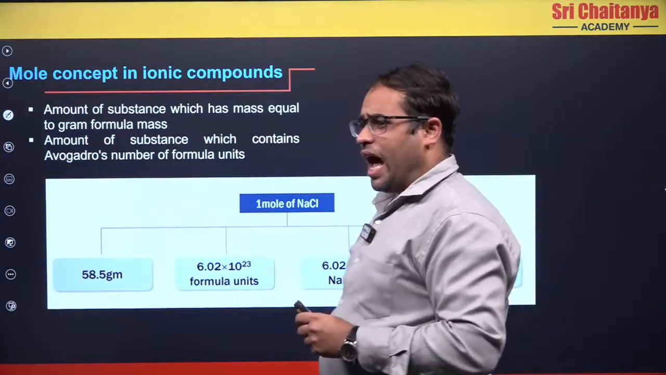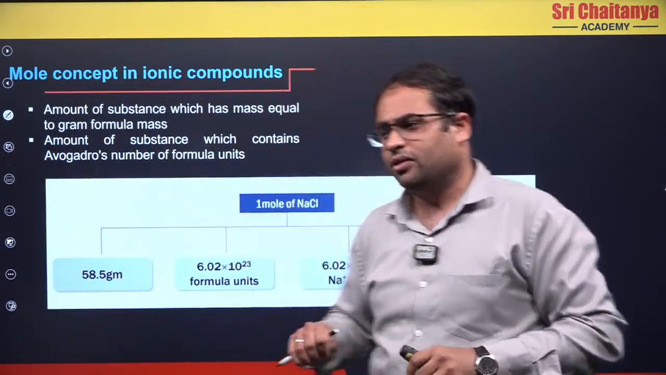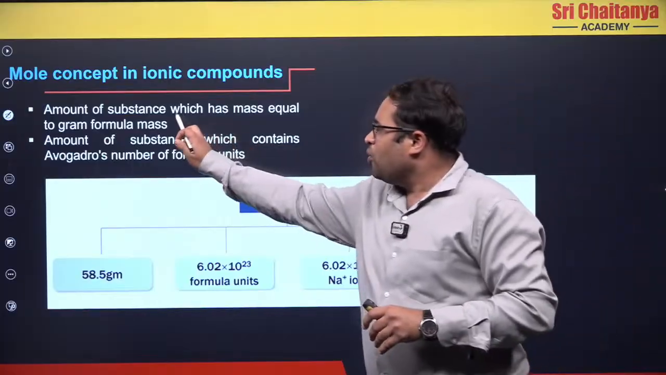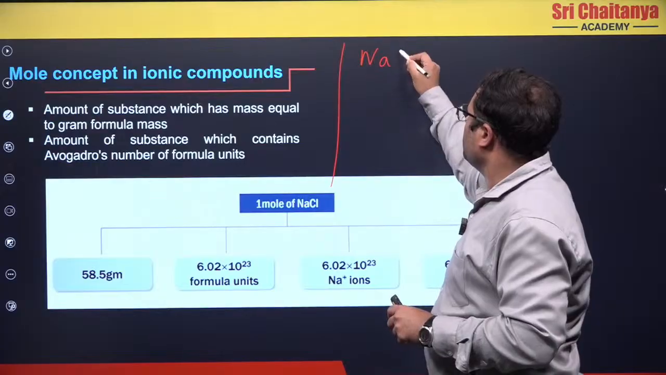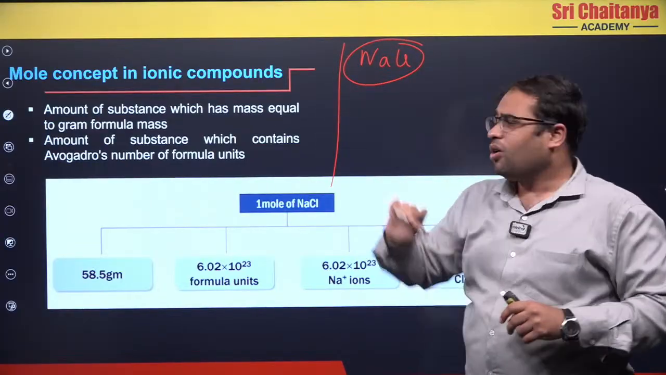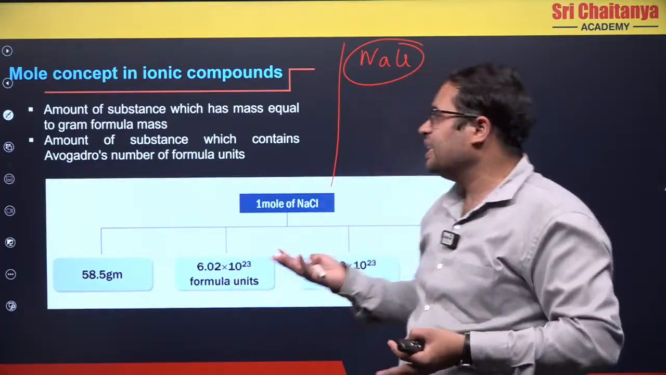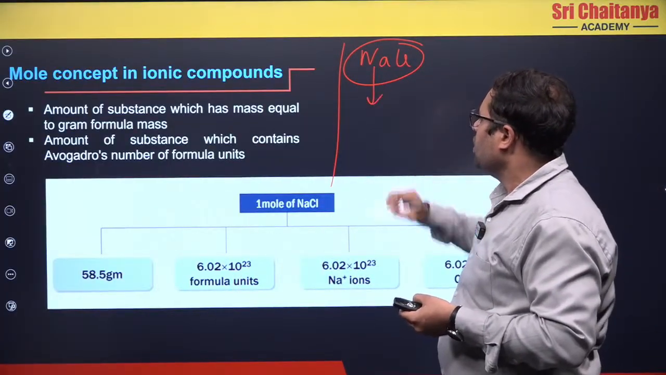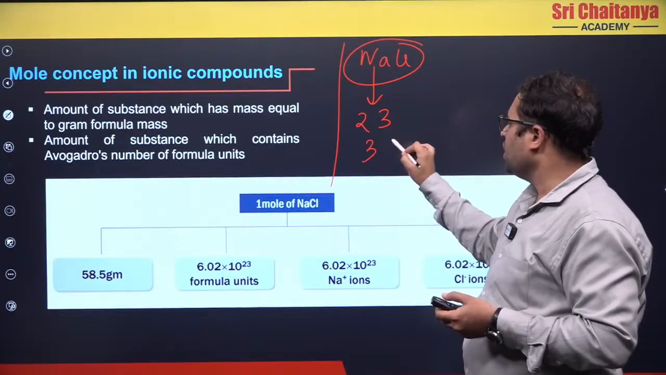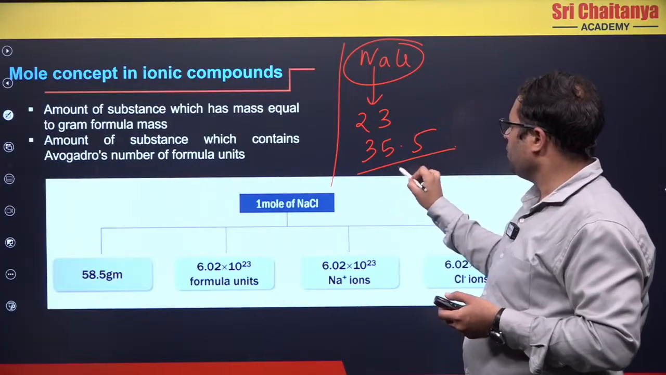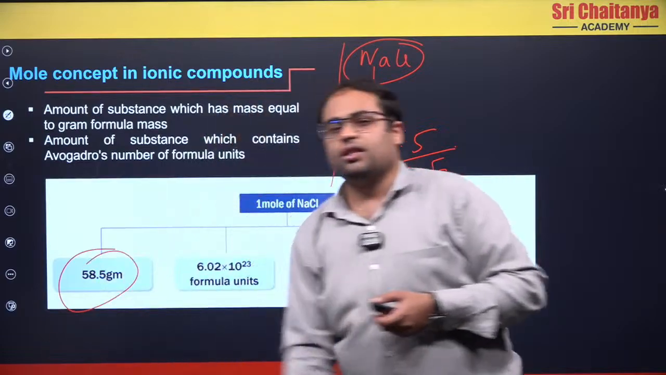Now the mole concept in ionic compounds. This mole concept is a little different in ionic compounds. The amount of an ionic compound is simple. If an ionic compound has a formula, according to that formula, whatever mass you get is the molar mass of that ionic compound. So sodium is around 23, chlorine is around 35.5. You add them, you get 58.5. So that is the molar mass.